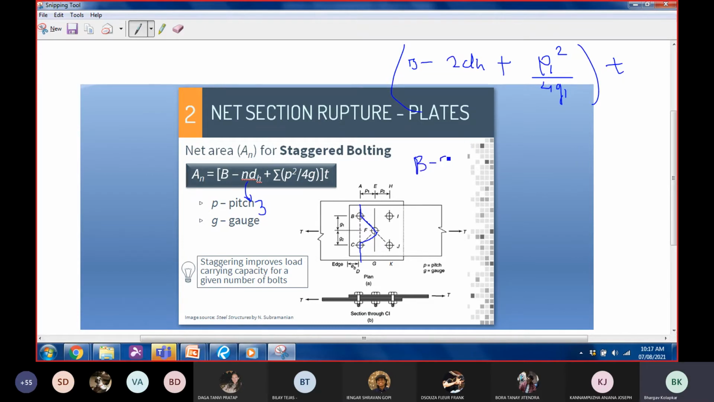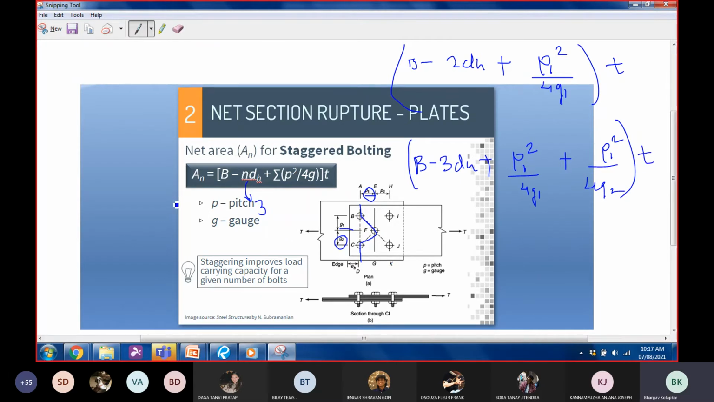B minus 3 times DH, because I have 3 bolt holes, plus, this is the first stagger, has P1 and G1, so P1 square upon 4G1. Is there one more stagger? Yes, here. That has P1 and G2. So plus P1 square upon 4 times G2, into thickness.